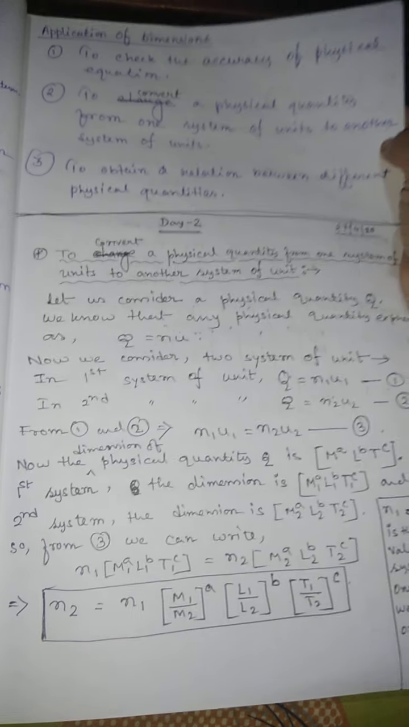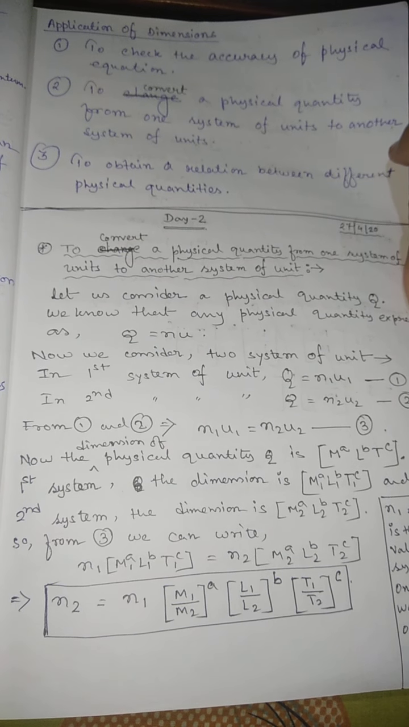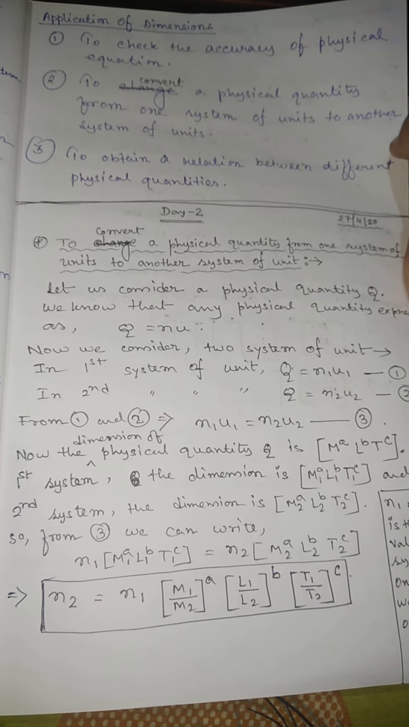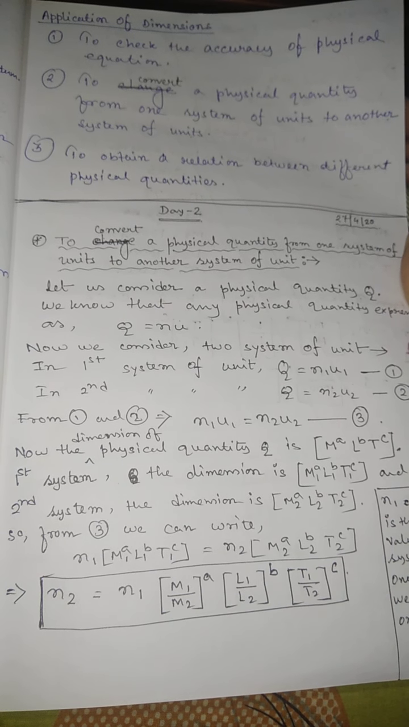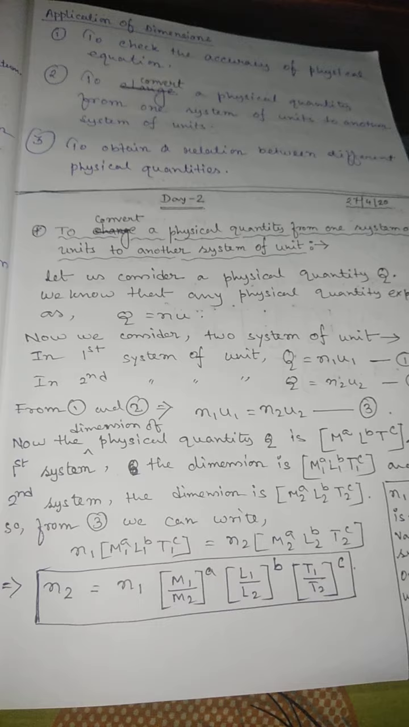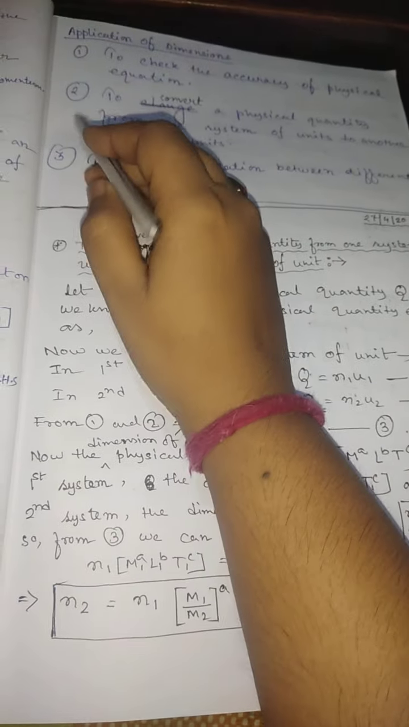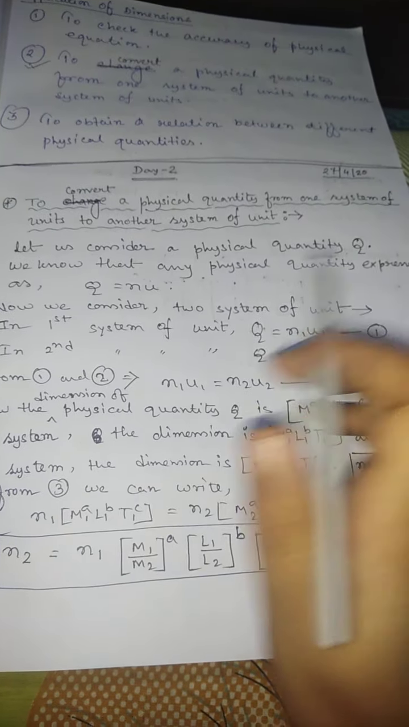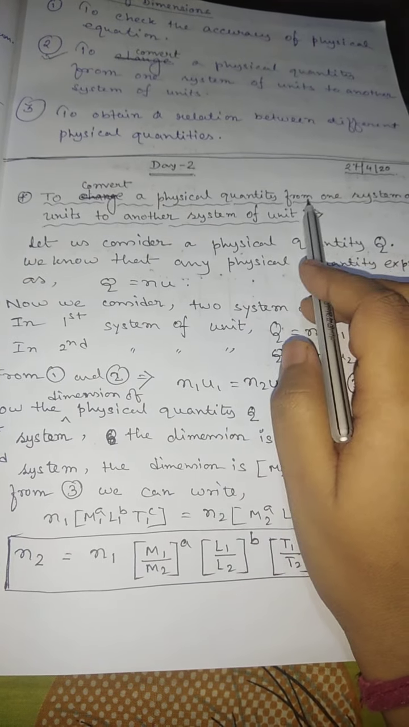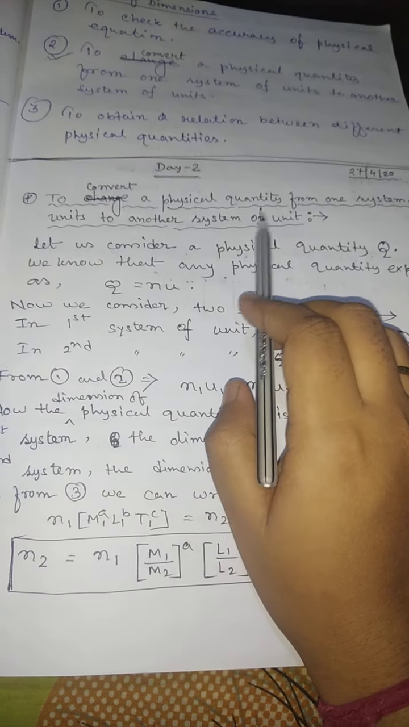To check the accuracy of a physical equation, to convert a physical quantity from one system of units to another system of units, and to obtain a relationship between different physical quantities. Now in this lecture we discuss the second application first: to convert a physical quantity from one system of unit to another system of unit.